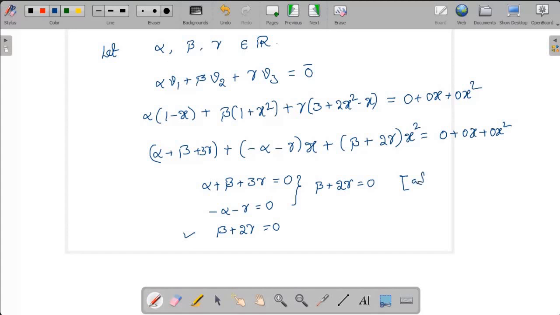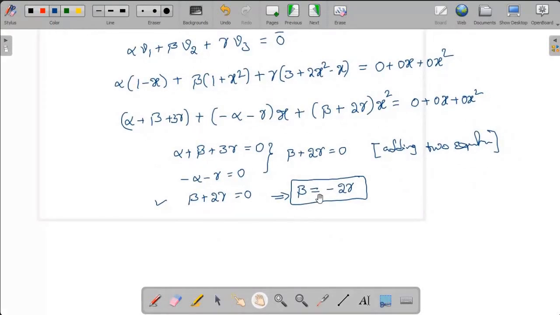So what we have done here is we added two equations. So adding two equations, I can find that beta plus 2 gamma equal to 0. And the third expression is also the same thing. Beta plus 2 gamma equal to 0. All right. So from this, it says beta must be equal to minus 2 gamma. Now substitute this beta, and from the second equation, I can say alpha equal to minus gamma, because that one can be rewritten as alpha plus gamma equal to 0. Therefore, alpha equal to minus gamma.